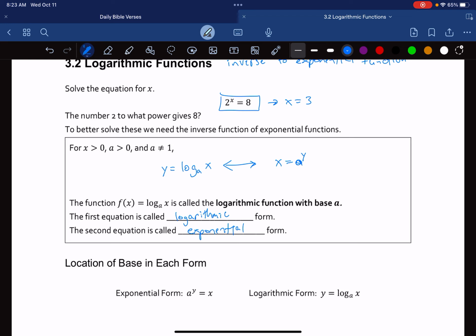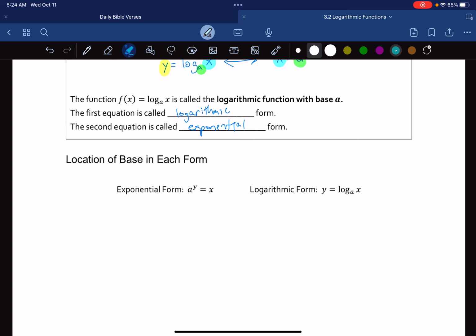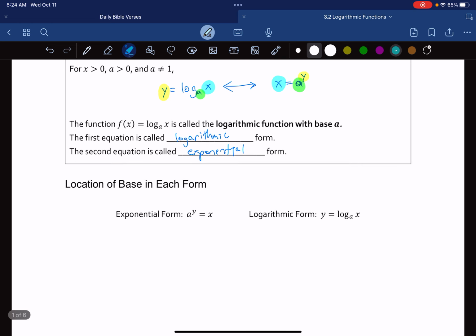And then notice something very important here: the base of the exponential from the last section is a. That's actually called the base of the logarithm too, so those two numbers are going to match up. And then, of course, this number is going to match with that one and this one with that one. So, location of base in each form. That's what I was just doing there, but let's do it again real quick, where x is x, a, and y.